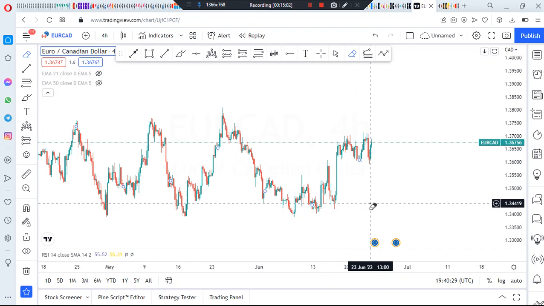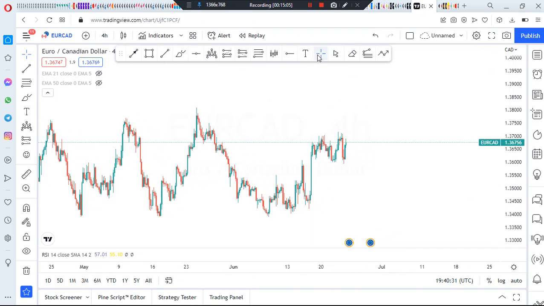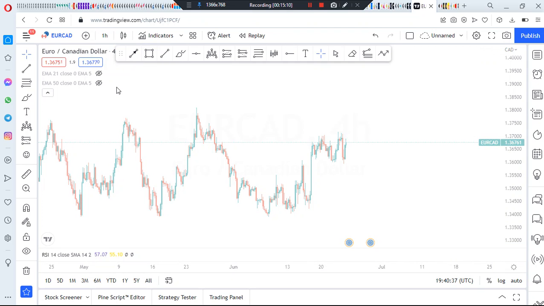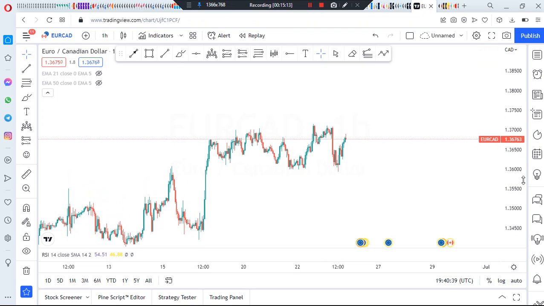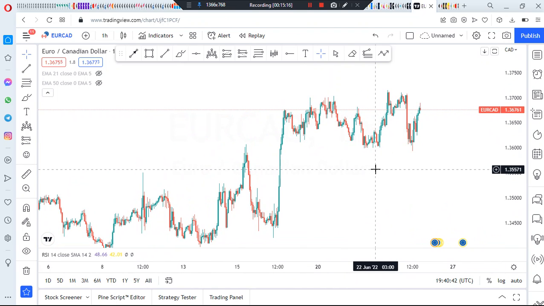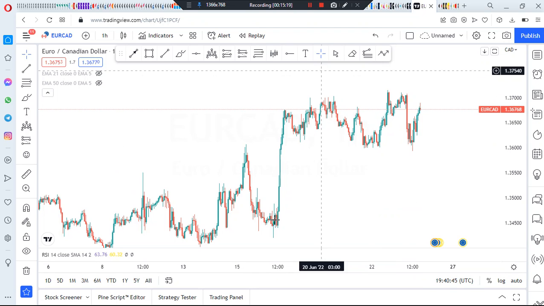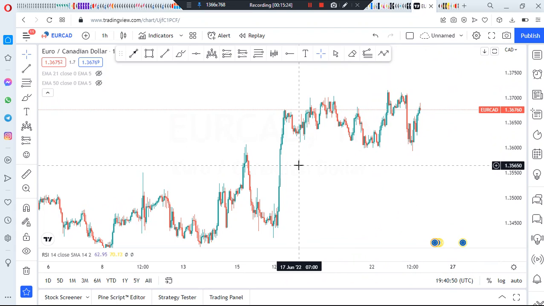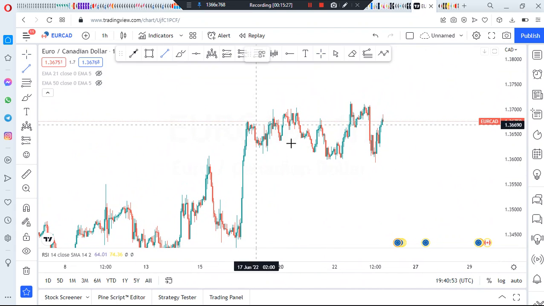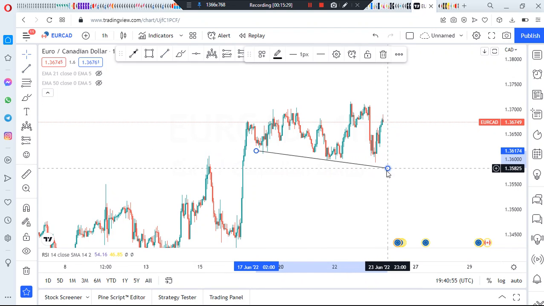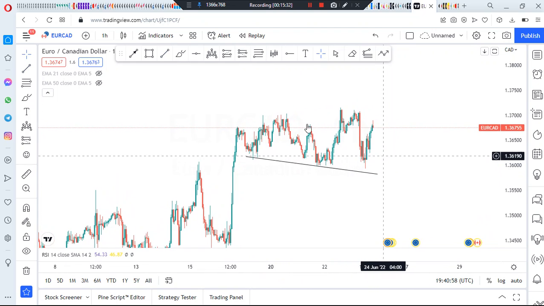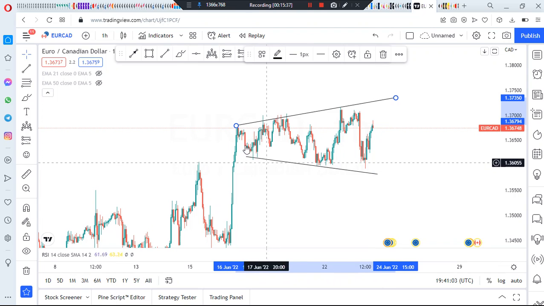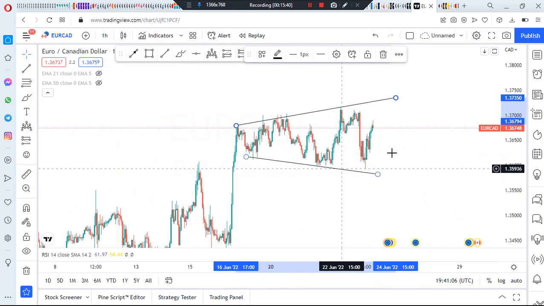Let me just remove this. So this is what we have on the 4-hour time frame. Let me go to the 1-hour time frame to see more clearly. On the 1-hour time frame, many things become clear. You can see this was an impulse to the upside. Then this is the structure that was forming. If you look closely, you can see this was an expanding channel, acting in an expanding nature. Price was squeezing here, and it is now expanding.